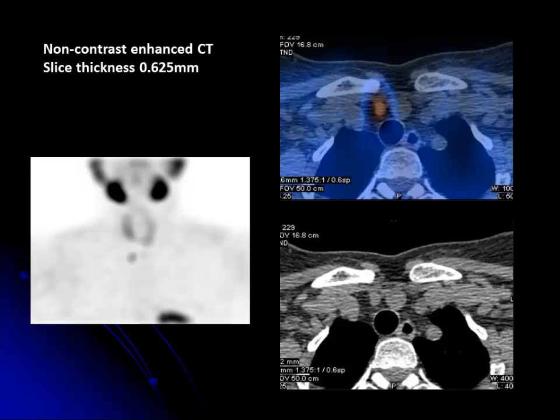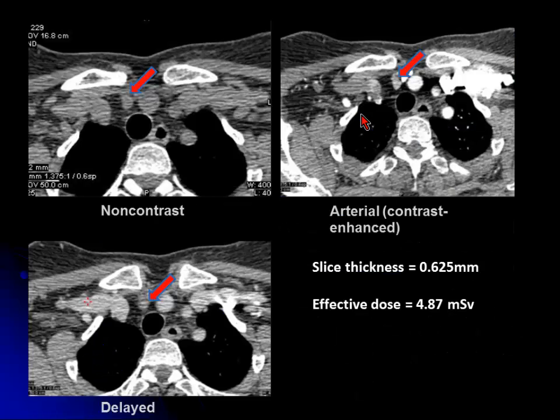So these are the SPECT CT, and this is the nodule. We use non-contrast CT using slice thickness of 0.25 millimeters. The fused image confirms the nodule just lateral to the aorta in the superior mediastinum. This is what we are recently using: slice thickness of 0.25, effective dose of about 0.87. So these are the non-contrast.